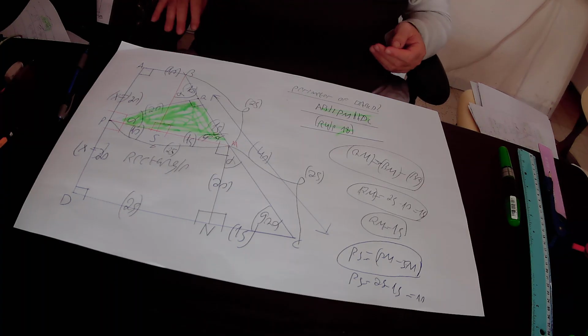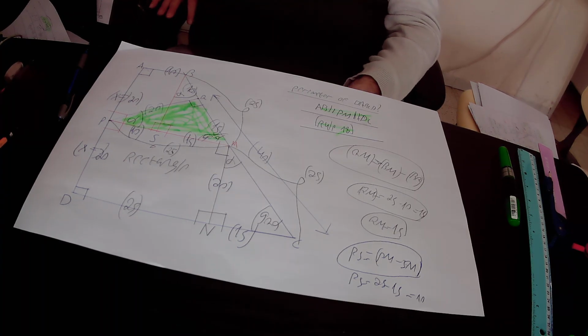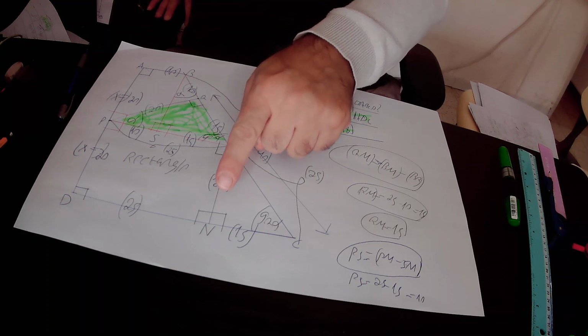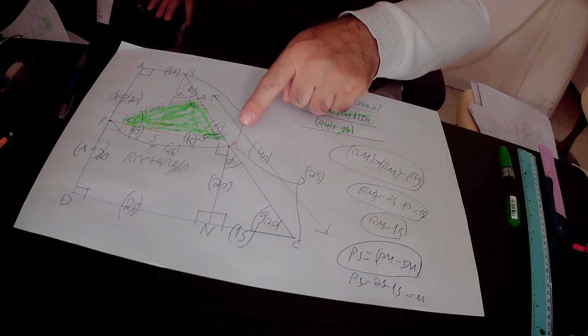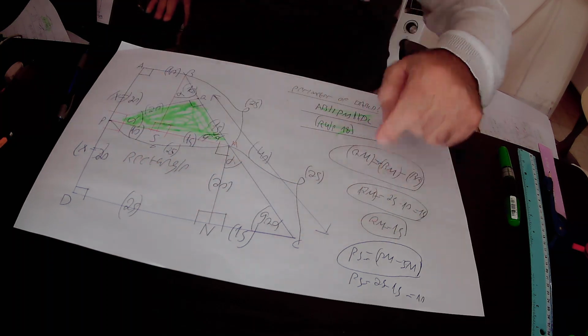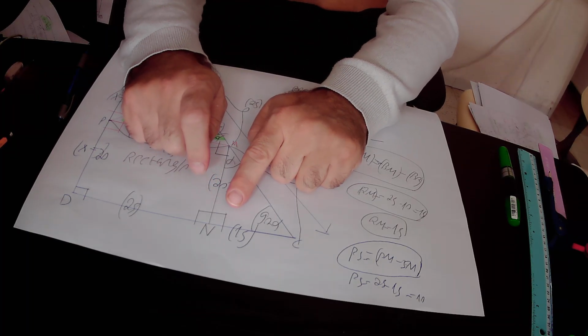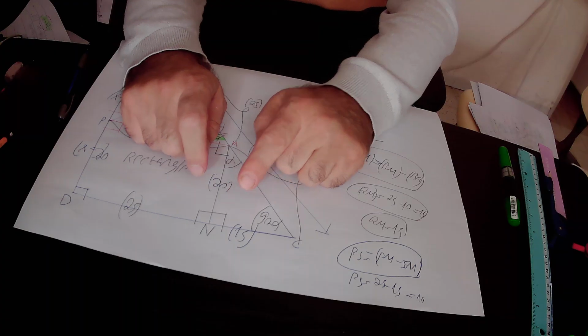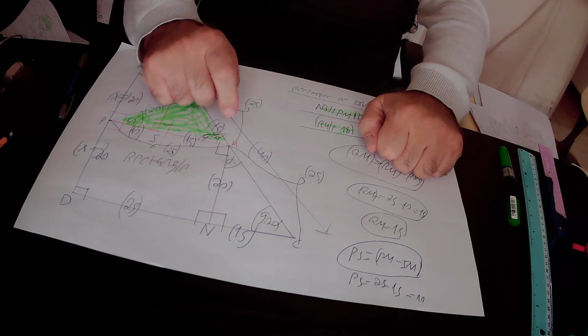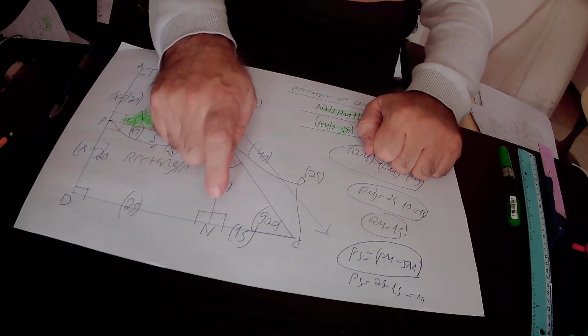In the next step, we do another construction: from point M, we draw a perpendicular on DC. So this angle equals 90 degrees, and this angle also equals 90 degrees, according to the construction. We define the touching point of the perpendicular from point M on DC as point N.